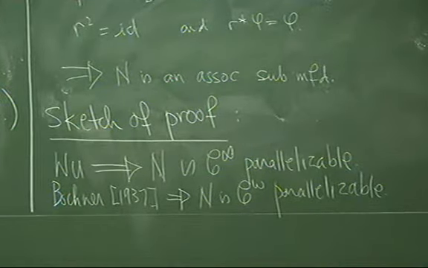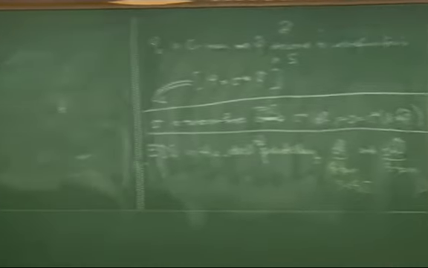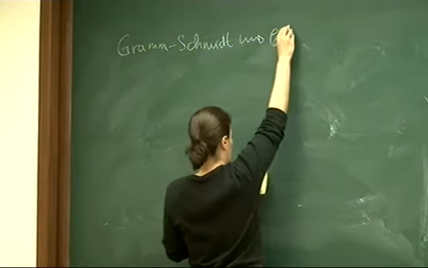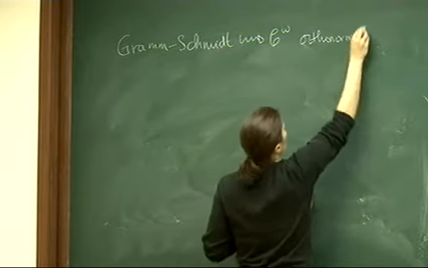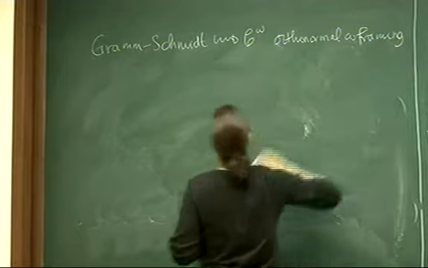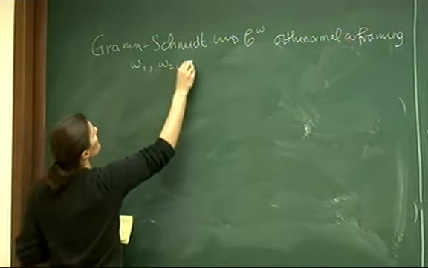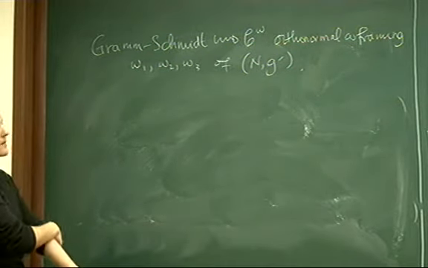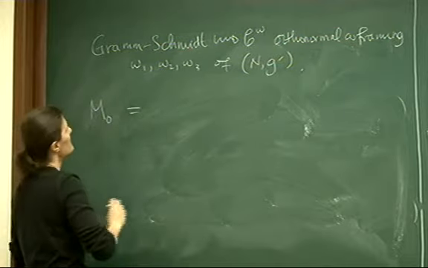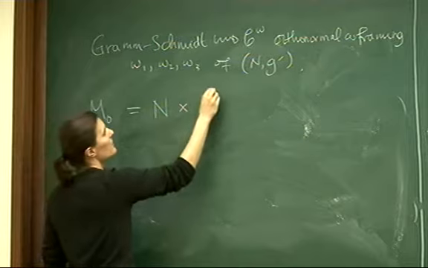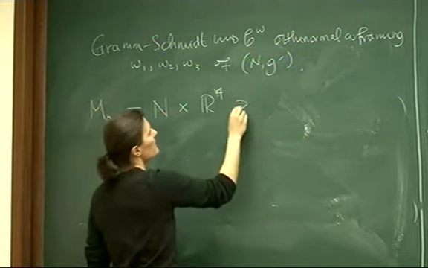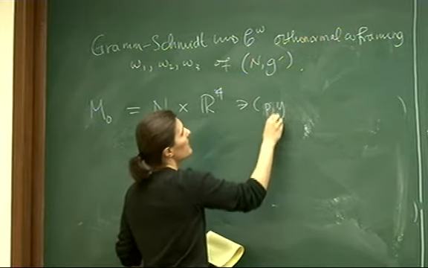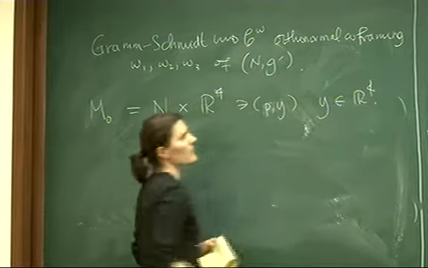So take this analytic parallelization and whack it with Gram-Schmidt to get an analytic orthonormal co-framing, omega 1, omega 2, and omega 3, of N. Now, let's define M naught to be the seven-dimensional manifold obtained by crossing our three-dimensional manifold with R4, with points denoted by P, Y, where Y sits inside R4, usual Cartesian coordinates on R4.